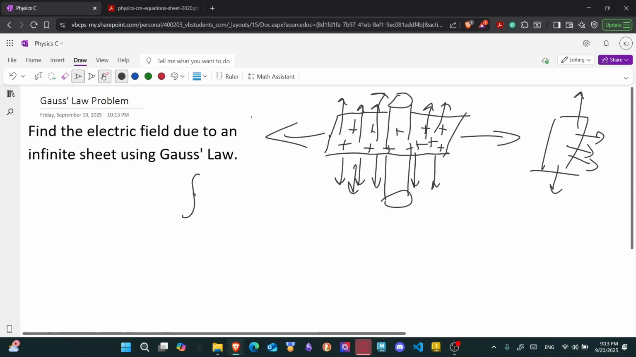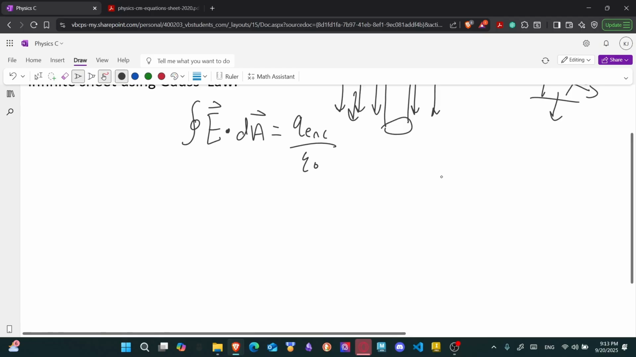So the surface integral of E dot dA is equal to Q enclosed over epsilon naught. Okay, so this is the Gauss's law formula.